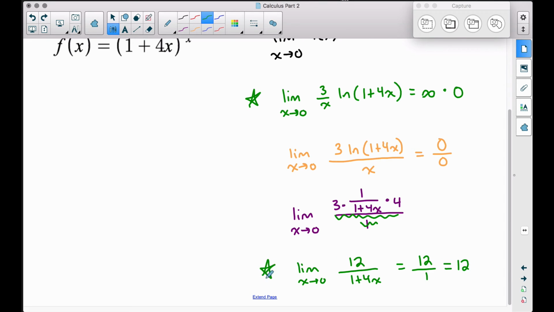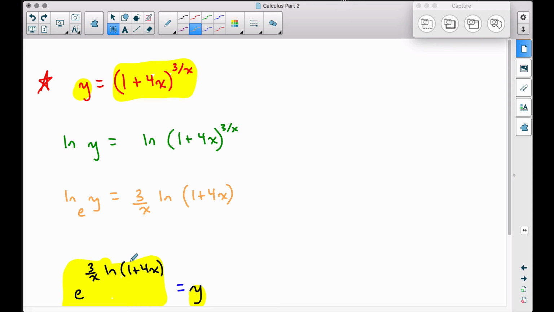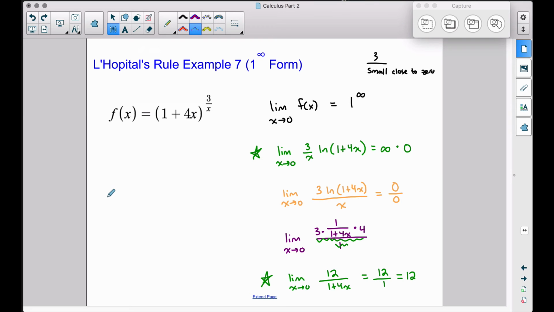But now let's not forget, this is the limit of this thing up here. Recall, whatever we get for that limit, the limit of our original f of x is going to be e to that limit. Therefore, the limit of f of x as x gets close to 0 is not going to be 12, it's going to be e to the 12th. That's the answer to our problem.